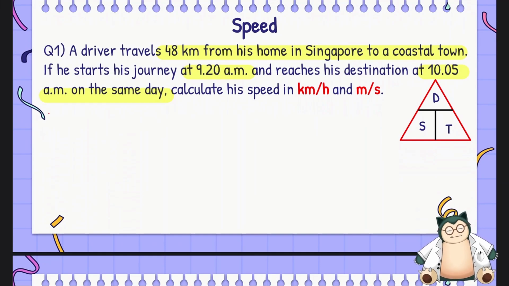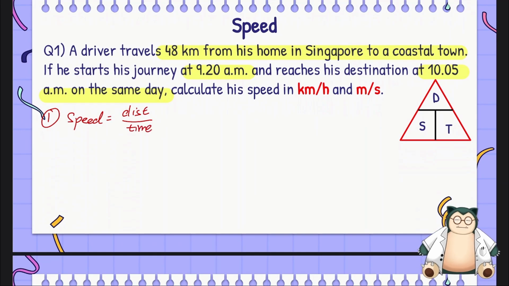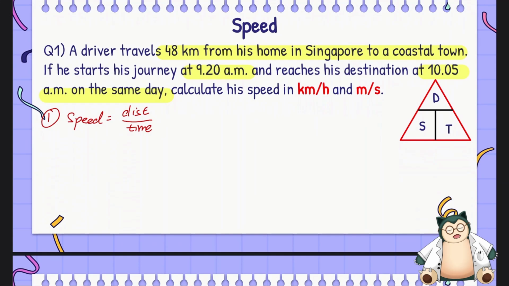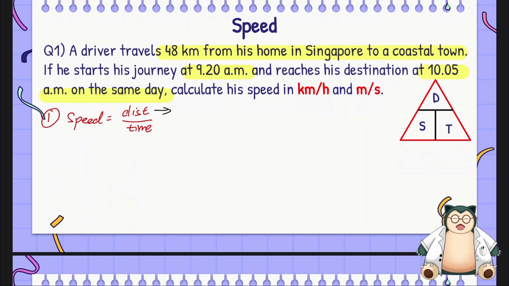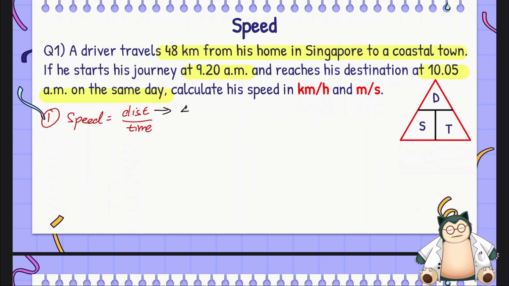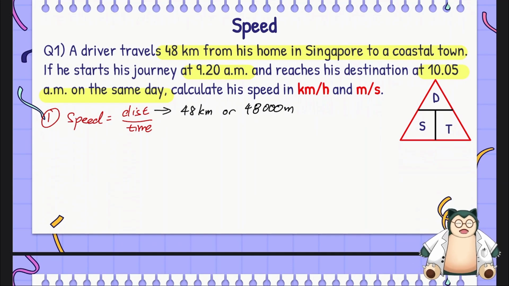So first, when we calculate speed, we first write our formula: distance divided by time. So we need two pieces of information. For the very first part, distance, we already got it from the question. It says 48 kilometers, or we can write it as 48,000 meters.